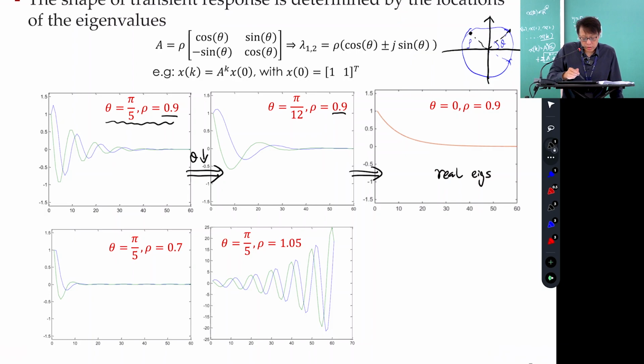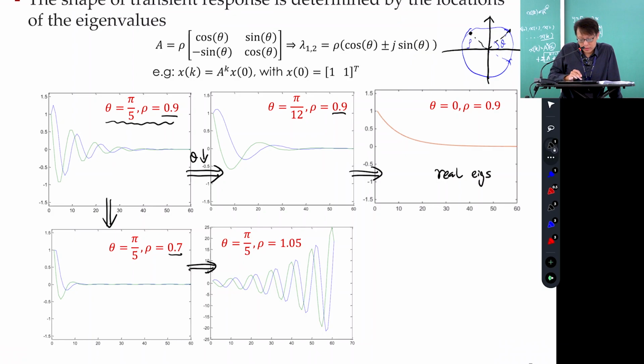Okay, now let's look at this another way. From this case, I keep theta, then I decrease rho. Make rho smaller. What's the difference now? It converges faster.